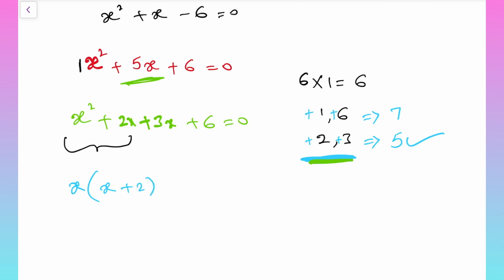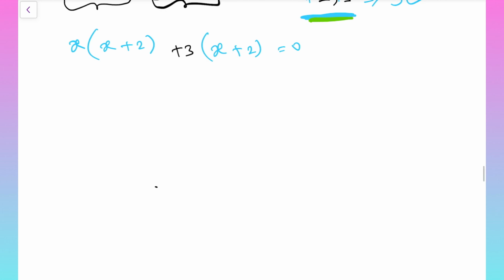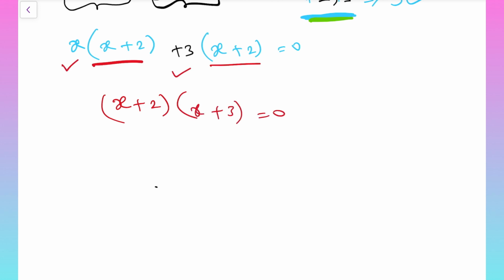Now from the third and fourth terms also we need to take something common. After taking the common, what we got in the bracket, the same we need to get here also. Just keep that in mind. Now observe the third term, that is plus 3x. Here x is already completed, the remaining is plus 3, so plus 3 we need to take common. Now here x plus 2 is there, here x plus 2 is there. Write it one time: x plus 2 times, here x, here plus 3, x plus 3 equals to 0.